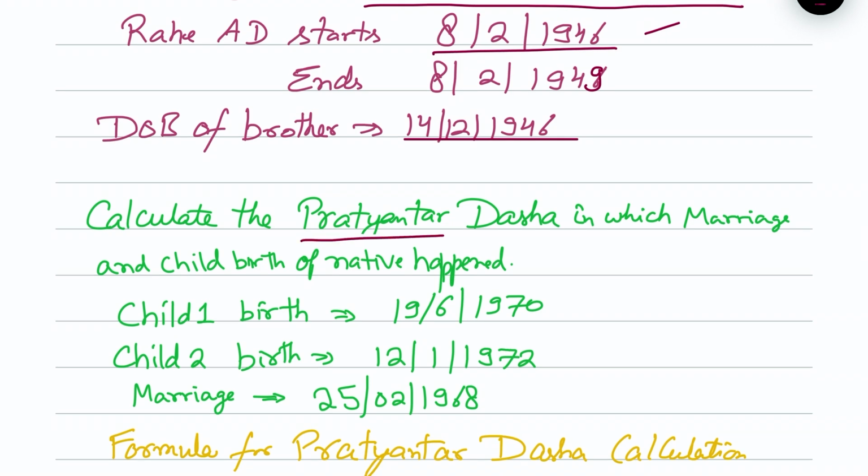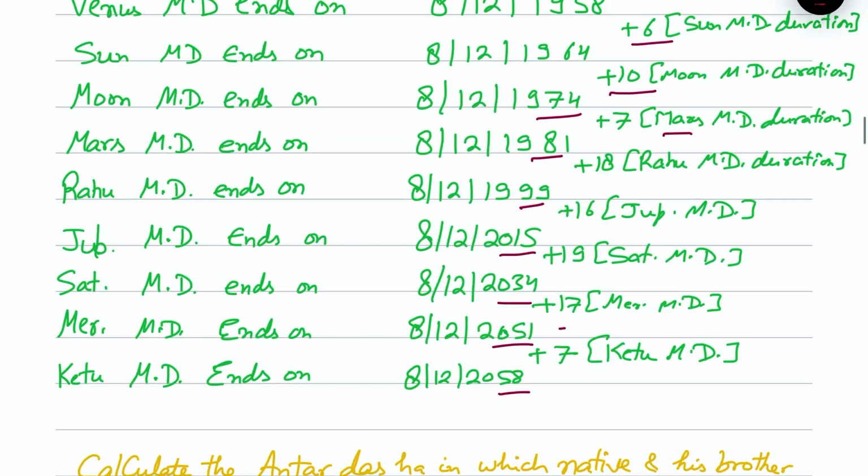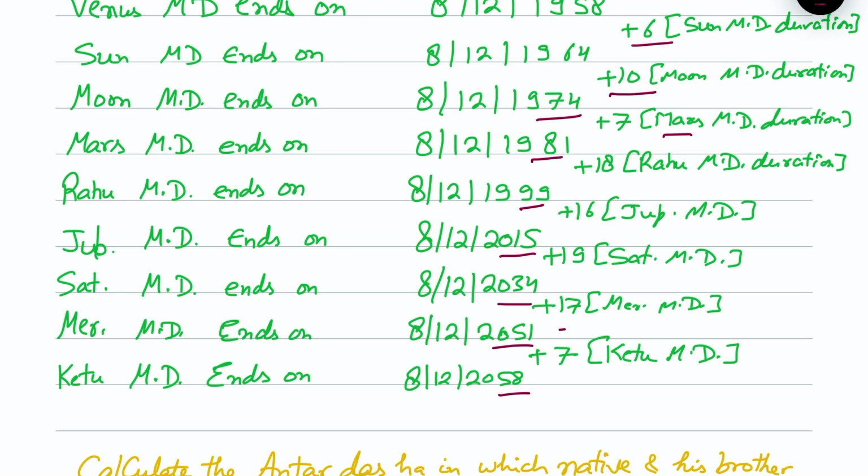Let's calculate the Pratyantardasha in which the marriage and the children of the native happened. So child 1 was born in 1970, child 2 in 1972, and the marriage was on 25/1968. Here we have calculated it is in the Moon Mahadasha. From 1964 to 1974, Moon's Mahadasha is running.